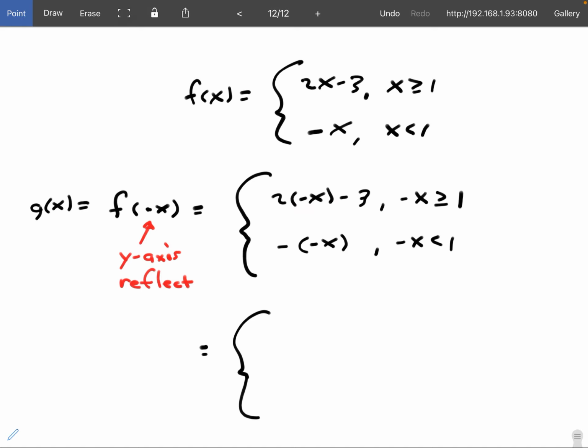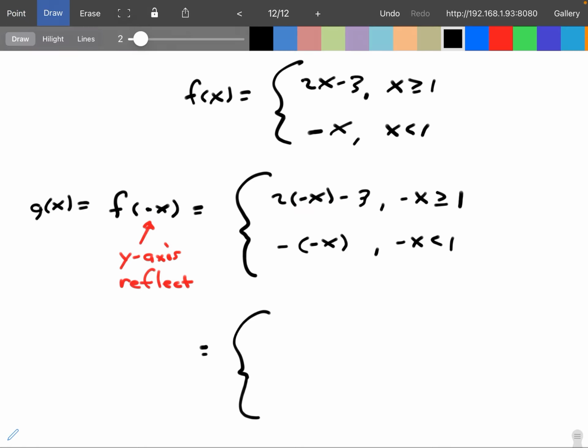All right, well, then we got to simplify this thing. At the top branch there, we've got a 2 times a negative x. So that is going to be just negative 2x minus 3. And then the bottom branch, or the bottom piece, we got negative of negative x. Well, that's positive x. And then we just got to solve for x in these domains. Well, how you solve for x in those domains is you would have to divide both sides by negative 1, because you want it to be just x. You don't want negative x.